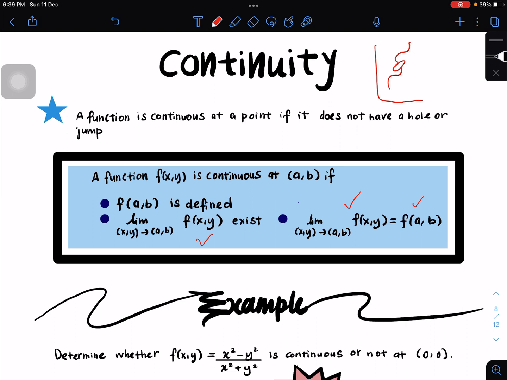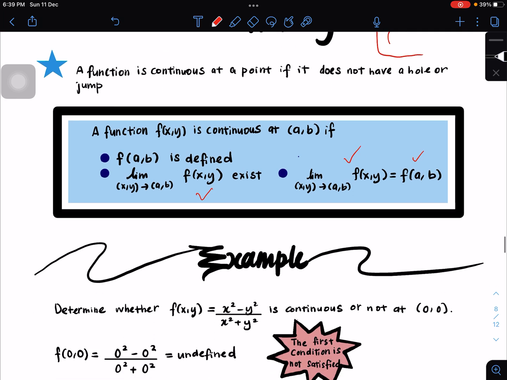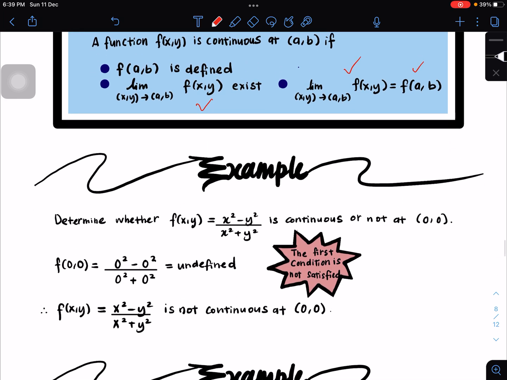So we have three conditions here to be proved. Okay, let's see the first example here. Determine whether the function f(x,y) equal to (x square minus y square) over (x square plus y square) is continuous or not at (0, 0). So this one is your a, this one is your b, or your x and your y. So this needs to be substituted inside your function here. So you need to find the value of f(a, b).